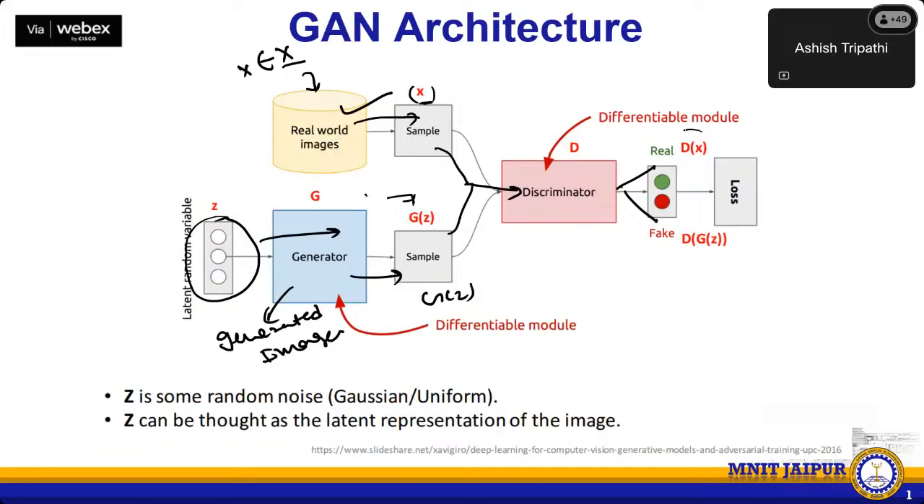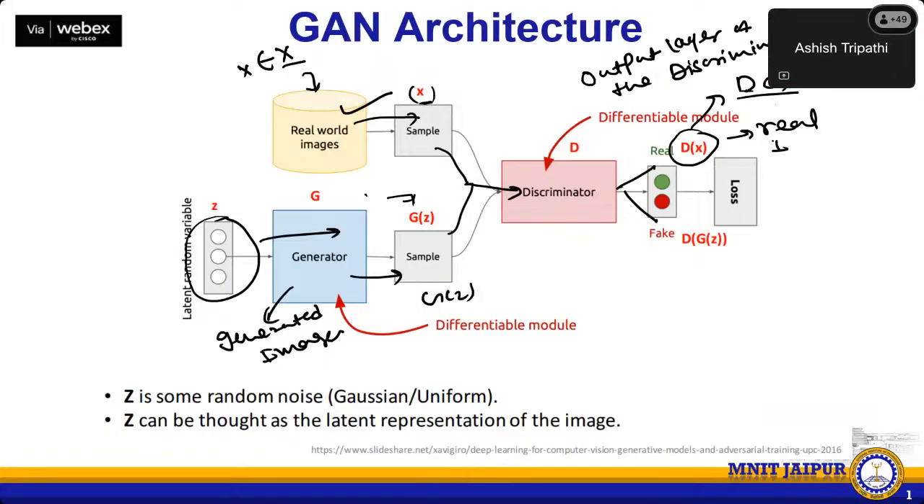So what is this D of x? D of x is the probability value that has been obtained from the last output layer of the discriminator. This is the probability value that I have got from the last layer of the discriminator, and for the real images, this value should be close to 1.